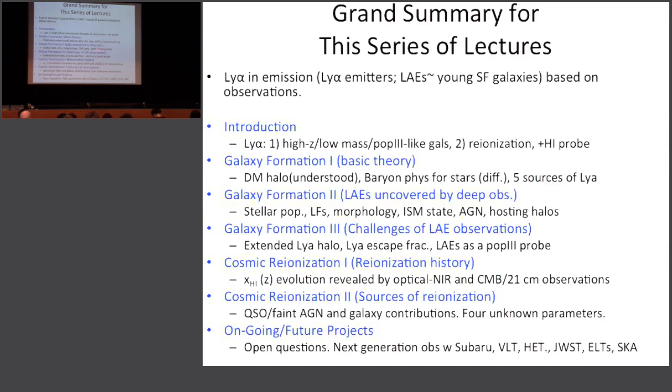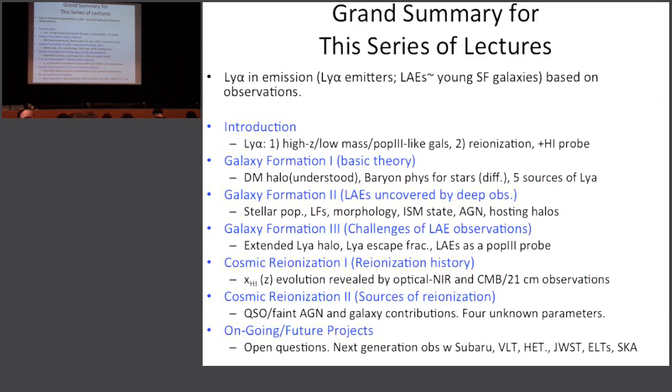Galaxy formation 3 was a very difficult topic. I touched on Population III, the Lyman-alpha escape fraction evolution, and the physical origin of the Lyman-alpha emission halos. But most of them are not resolved issues, so many unknown factors were introduced here. And then cosmic reionization: I talked about the neutral hydrogen fraction evolution, and one of the challenges is extended versus sharp reionization history.